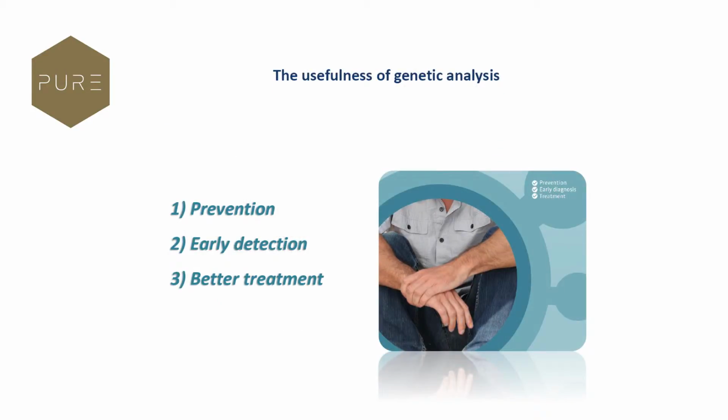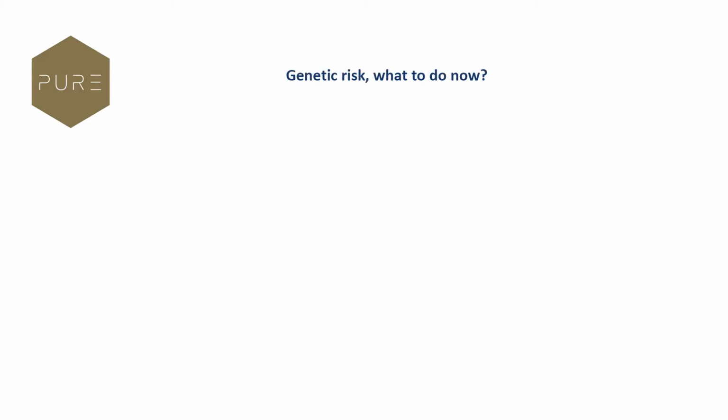All right, and as I said, we have 3 functions: prevention, early detection, and better treatment for prostate cancer. Looking at the prevention side, there are a number of risk factors in a person's lifestyle that can increase the risk, and that should be avoided, especially if the genetic risk is high.